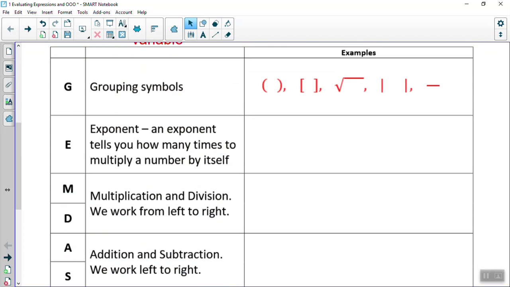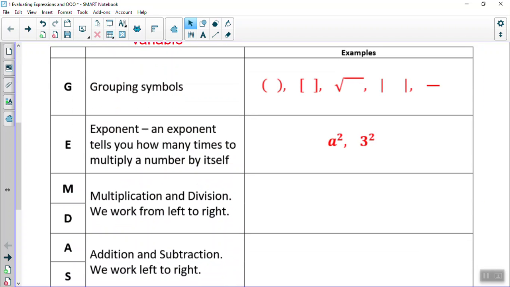E is our exponent. An exponent tells you how many times to multiply a number by itself. So I could have a variable squared or a number squared.